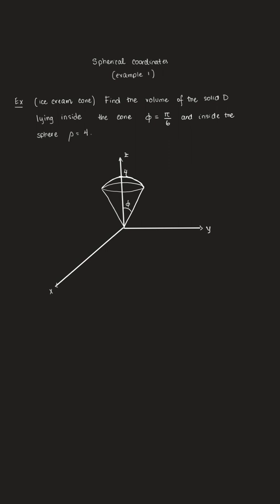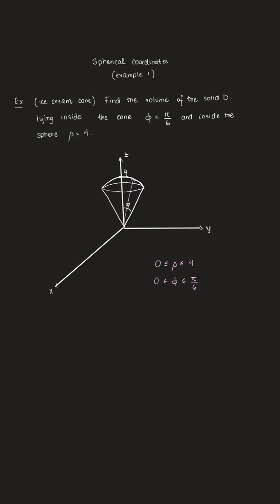So starting rho simple, rho is going to go from 0 all the way to 4. It's the radius of the sphere. So rho is the radius of the sphere from 0 to 4. This is just a little spherical wedge, really. And so now we're ready to define phi. Phi will go from 0 to pi over 6. That's coming from the positive z-axis.